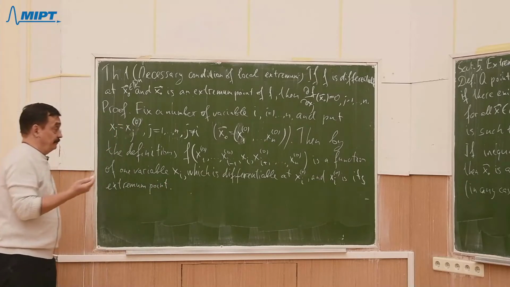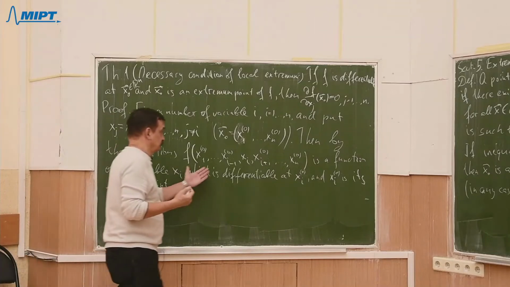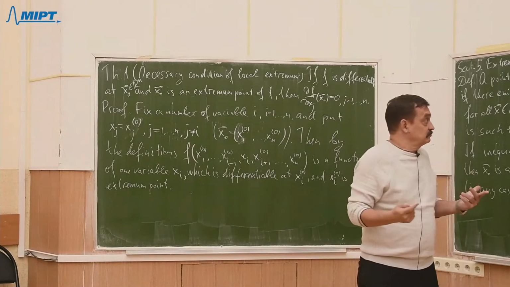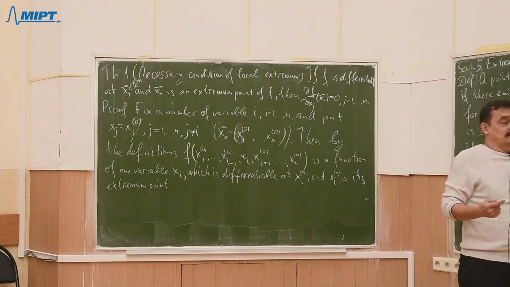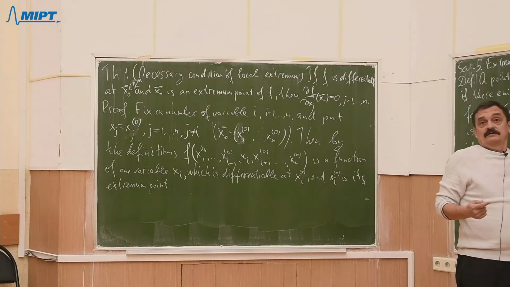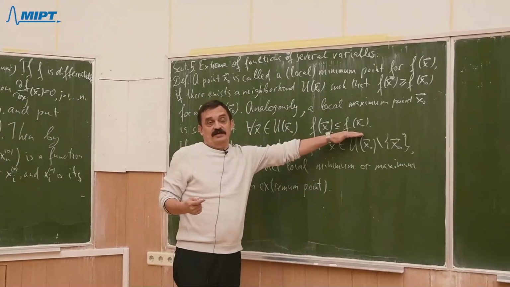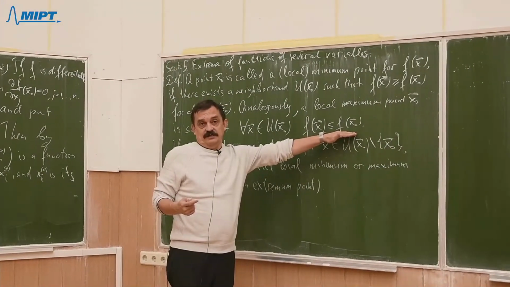So why? Because look, for example, consider the case of maximum. Yeah, so you see, this is the inequality for maximum, f of x less or equal than f of x naught, right?